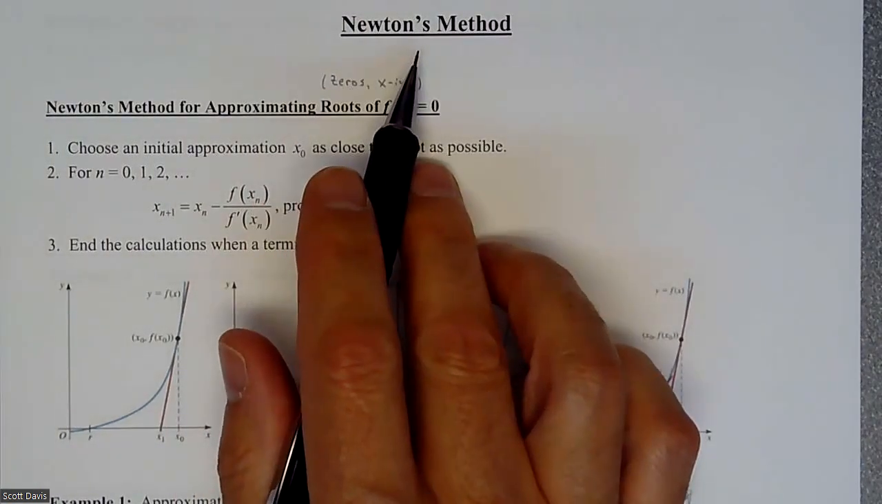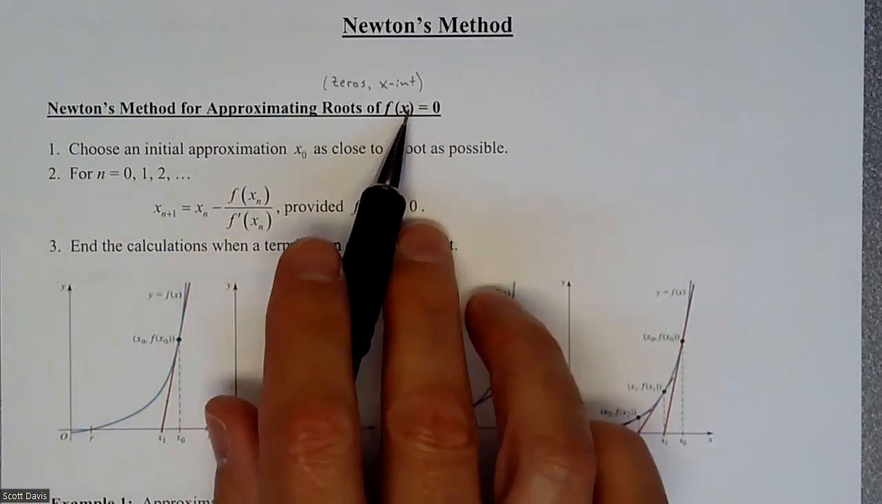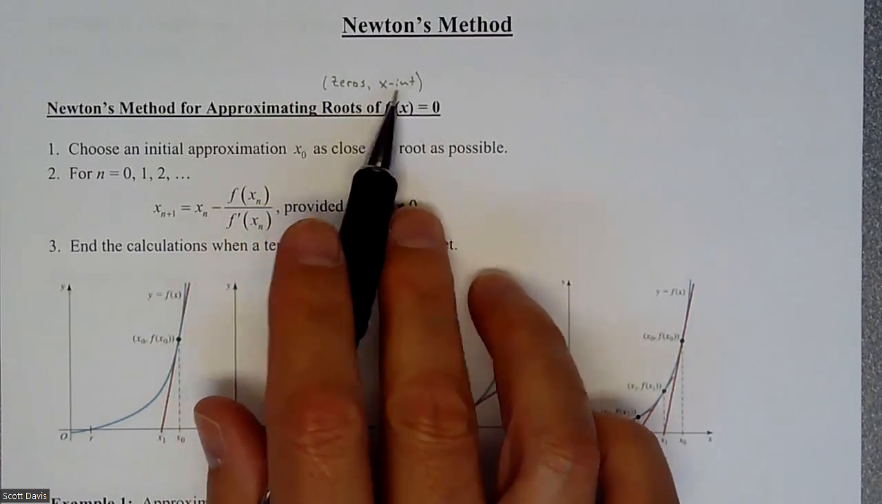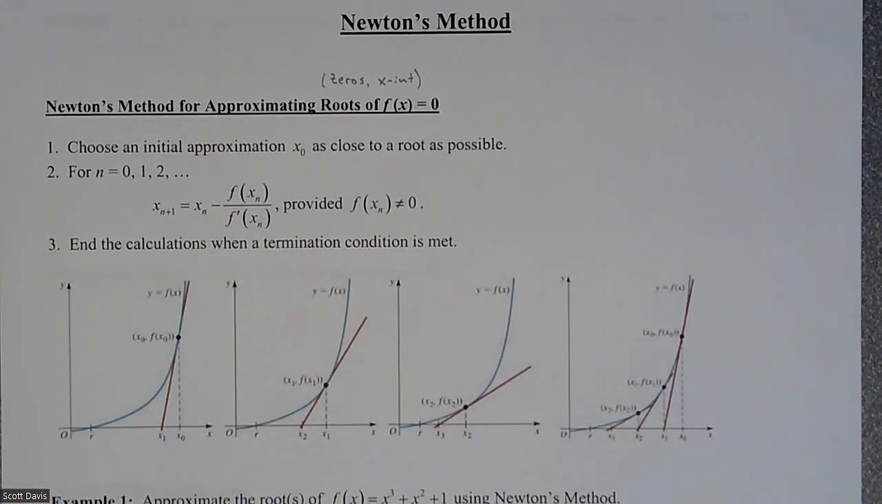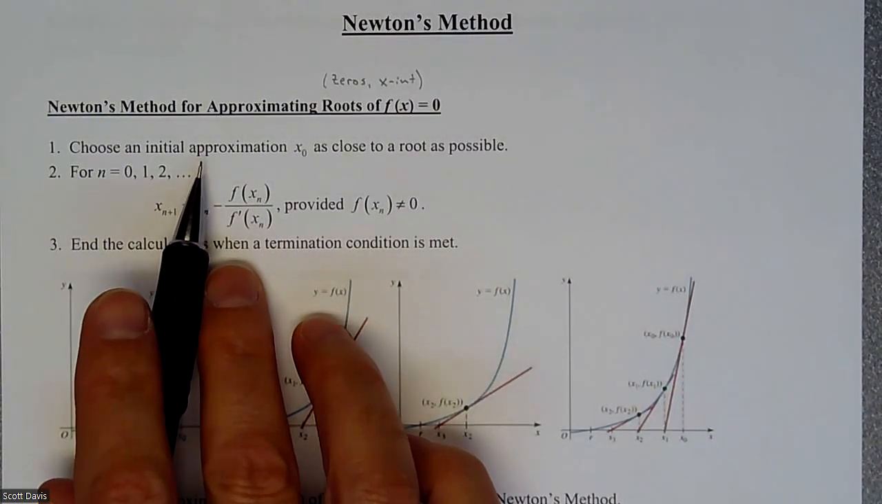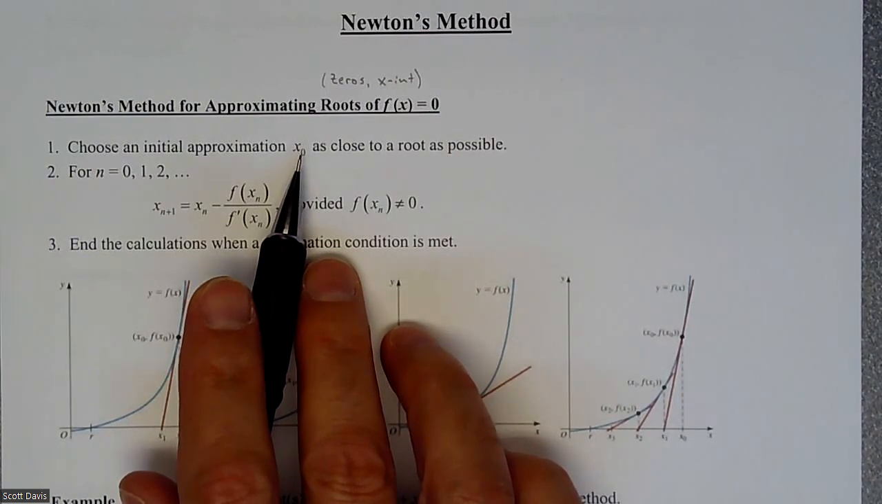In this lesson, we are going to introduce Newton's method. Newton's method is for approximating roots. So when you take some sort of a function and set it equal to 0, you're finding the zeros, also known as x-intercepts. We're going to try to get a rough idea of where one of our solutions, our x-intercepts or zeros, might be.